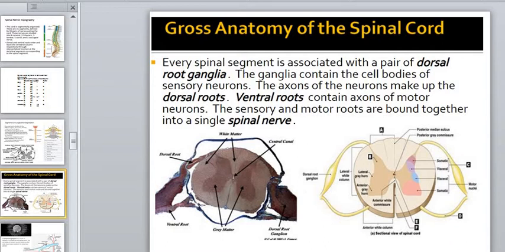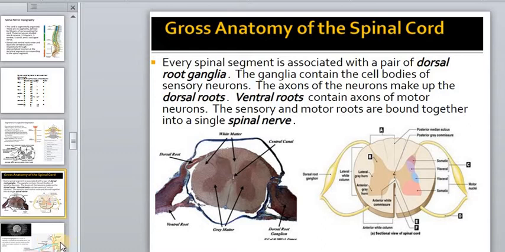The dorsal root transmits sensory information, forming the afferent sensory root of a spinal nerve, and the ventral root carries motor information, efferent information, from the gray matter of the spinal cord to the effector.